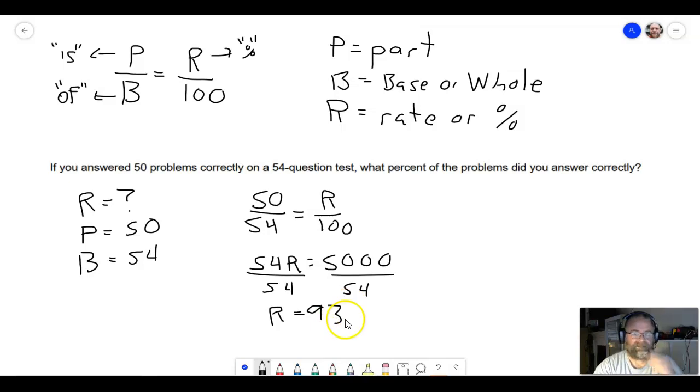What does that mean? It means that if you answered 50 problems correctly on a 54 question test, your grade, rounded to the nearest whole number, would be a 93. All right, guys, let's go ahead and take a look at a few examples from section 1.5 now.